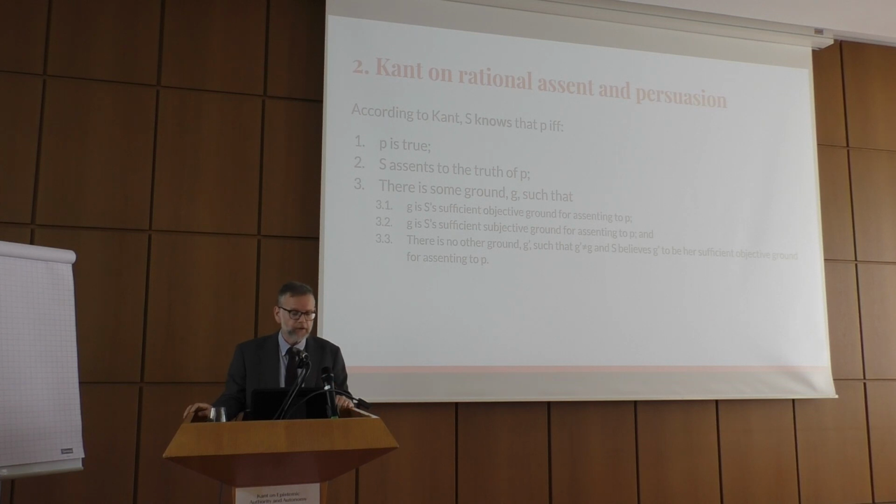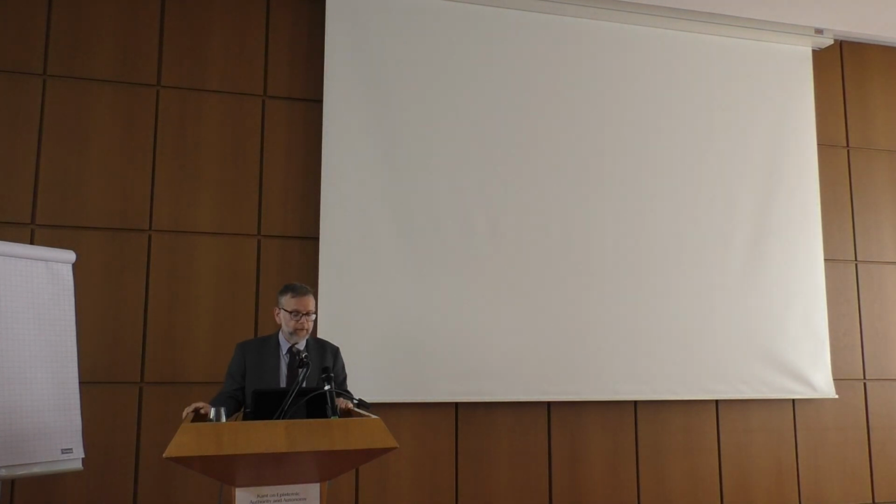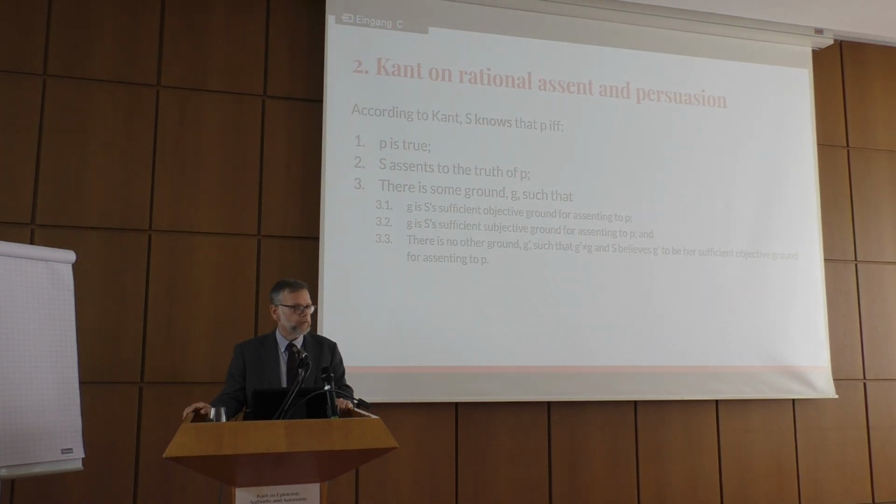So according to Kant, S knows that P if and only if P is true, S assents to the truth of P, and there is some ground G such that G is S's sufficient objective ground for assenting to P, and G is S's sufficient subjective ground for assenting to P. So the objective ground and the subjective ground are identical, right? And then this third condition: there is no other ground G prime such that G prime is not equal to G, and S believes G prime to be her sufficient objective ground for assenting to P.